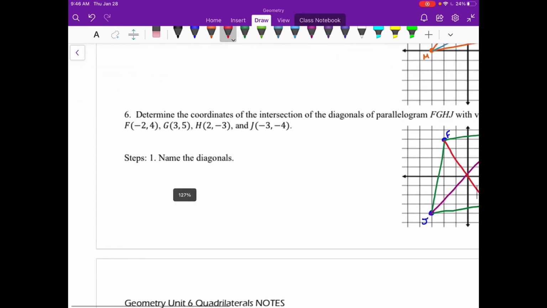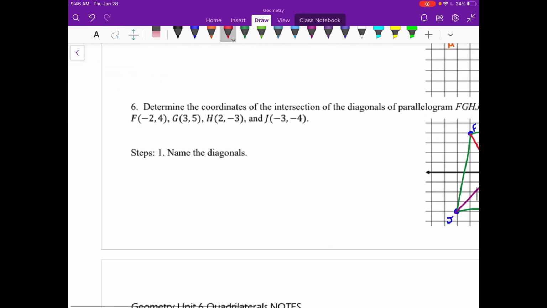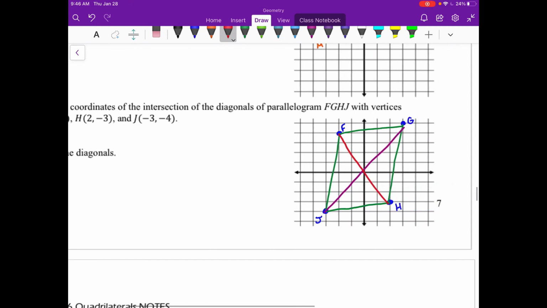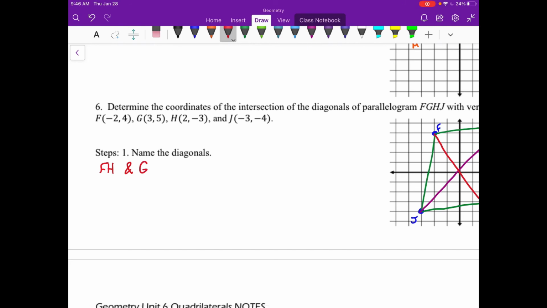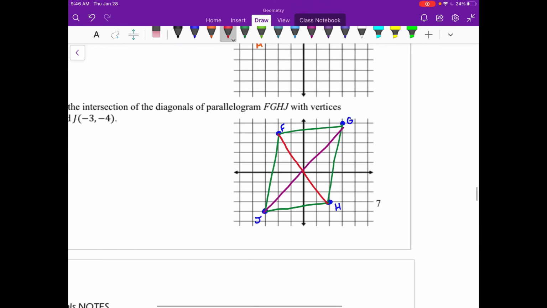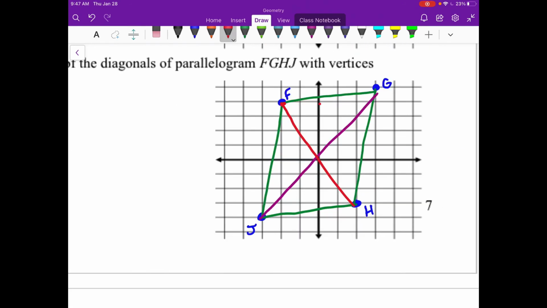Step 1, we want to name the diagonals. So the diagonals are FH and GJ, connecting those opposite angles. I'm going to do this one a little bit differently. You might look at this and be like, oh, it looks like it intersects right at the origin. But we don't know that.